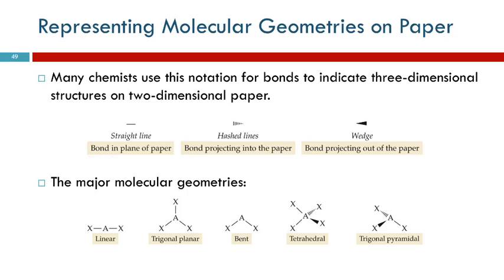So a trigonal planar shape might be drawn like this. So I'm going to put those three in the plane of the screen. And this one with a solid wedge is coming out at you. And then back here with the dashed line, like you can't really see it because it's behind the paper, is the one that's in back.